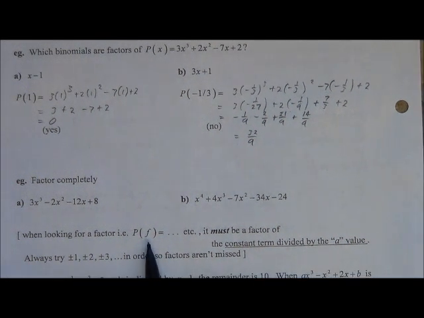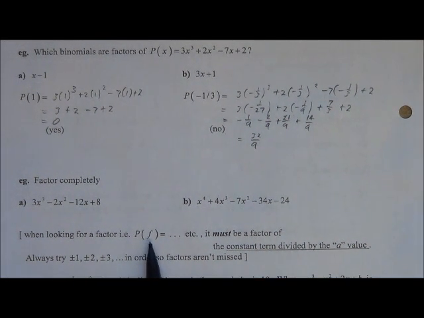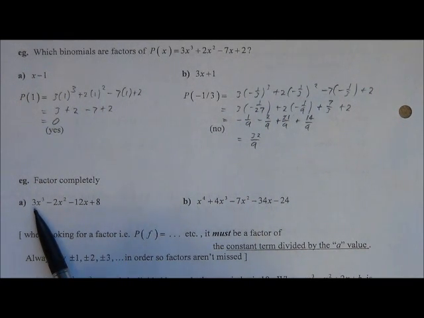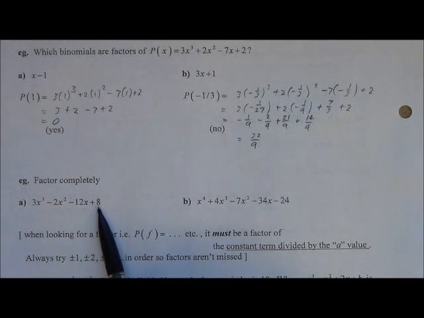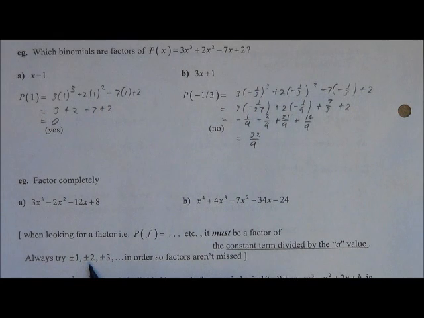Okay? When you do that, first of all, this value that you substitute in to the polynomial must be a factor of this constant term divided by the a value. Generally speaking, just take the factors of this constant value, because if it's not a factor of the constant, then it's not going to be a factor of the entire polynomial. So take factors of the constant first, positive and negative. So try positive and negative 1 first, then try positive and negative 2.